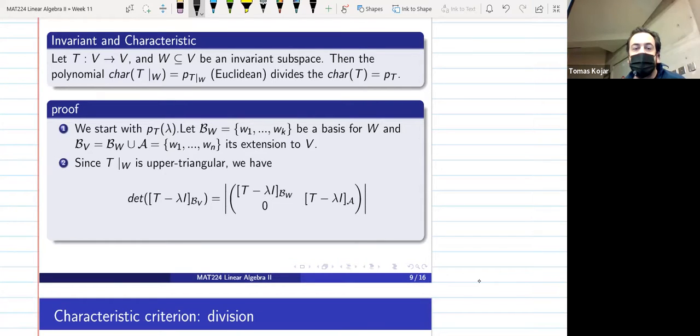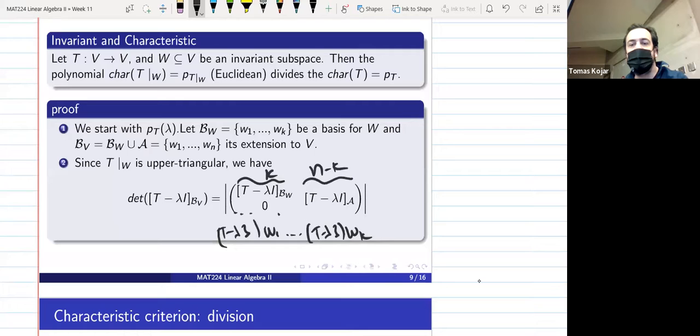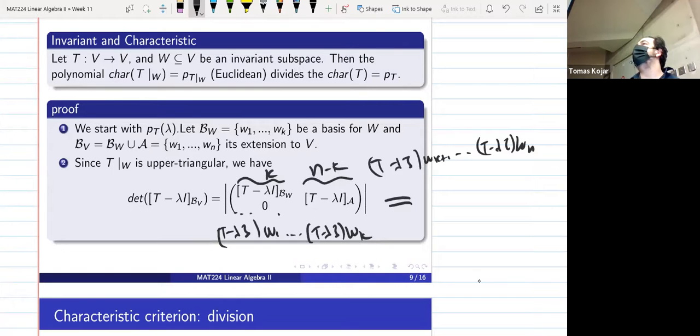So the first columns here are T minus lambda I evaluated at W1 all the way to WK. These are the first K columns. And the N minus K are the rest. So you just evaluate WK plus 1 to WN. So now let me ask you, what does the determinant formula tell you? So let me write it like this.